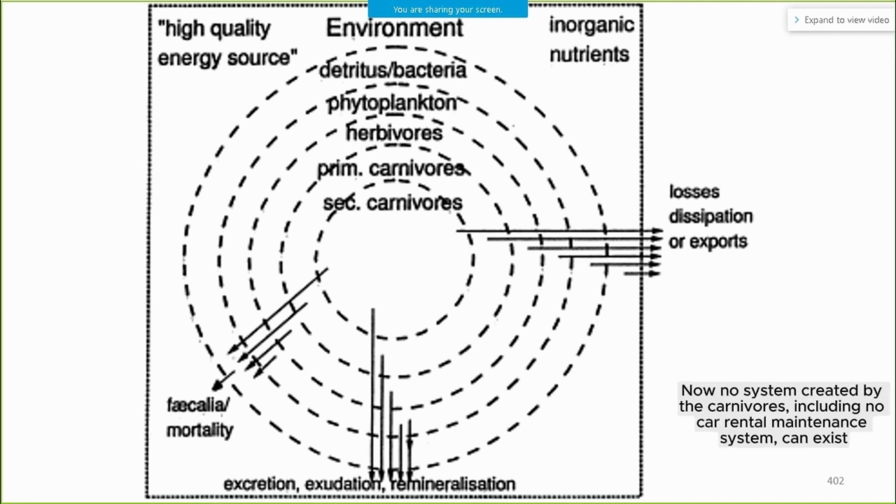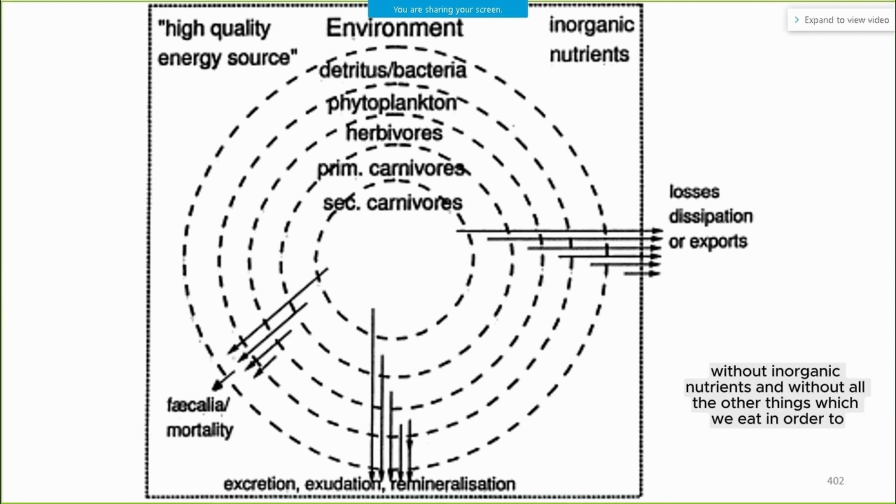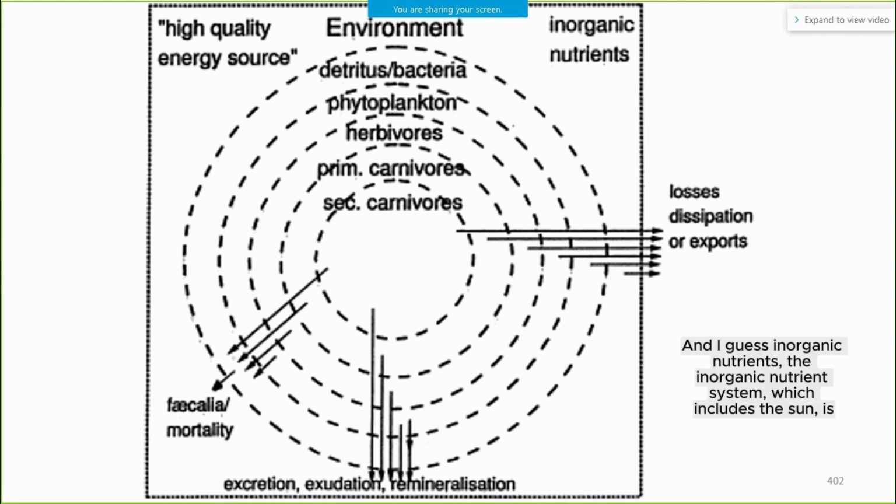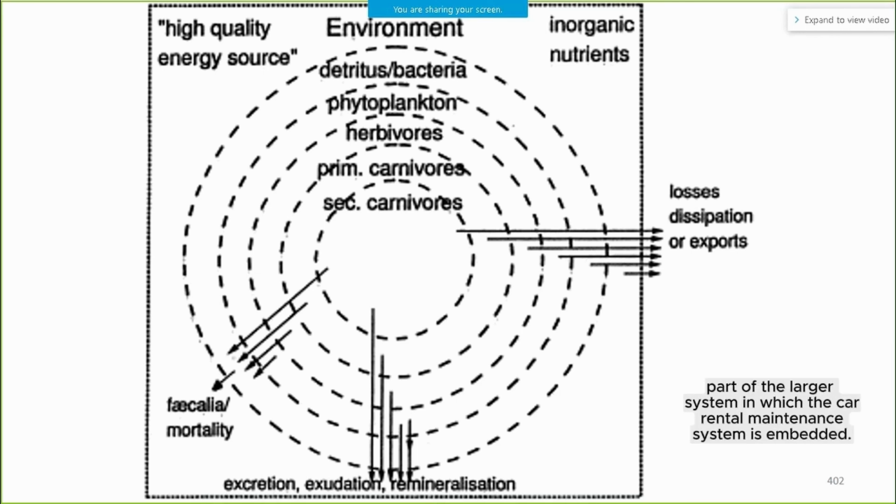Now, no system created by the carnivores, including no car rental maintenance system, can exist without inorganic nutrients and without all the other things which we eat in order to live. And I guess the inorganic nutrient system, which includes the sun, is part of the larger system in which the car rental maintenance system is embedded.